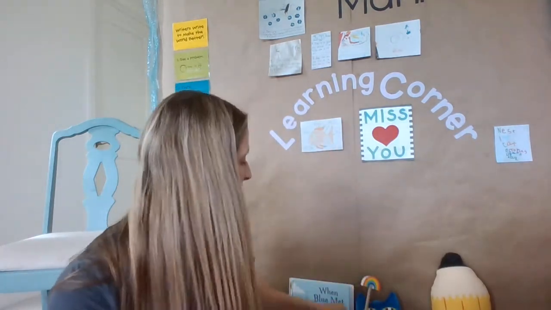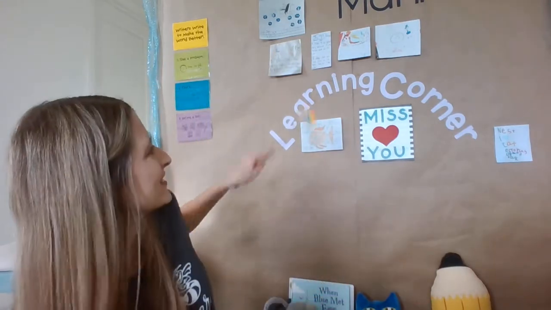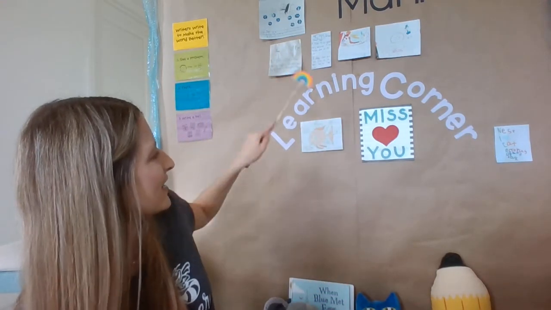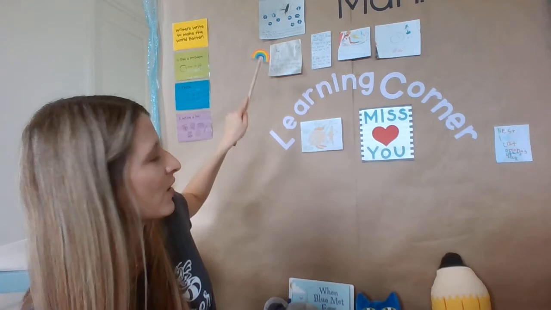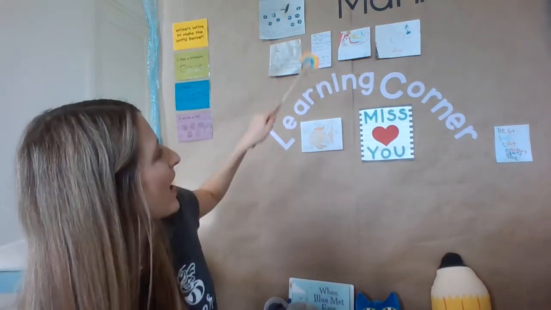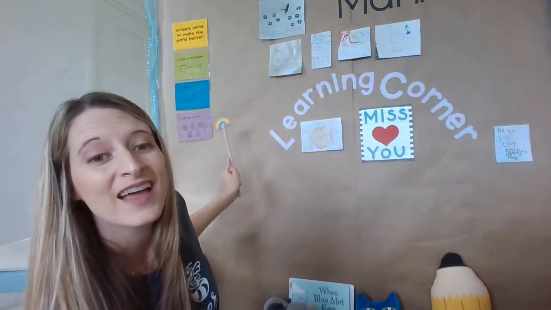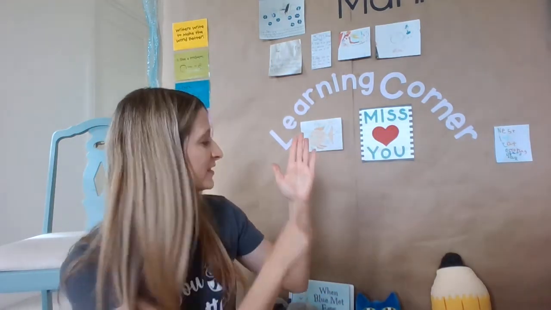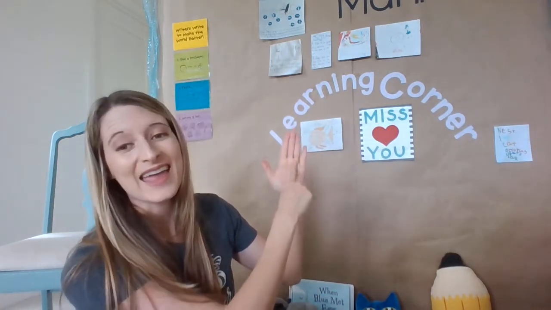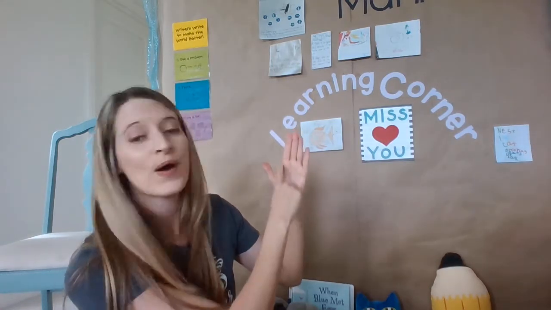Let's write they together. Get out your magic pen. I'm going to use my rainbow pointer. T, H, E. Don't forget the tail. Y. What do we spell? They. Let's write it on our hands too. T, H, E, Y. What word did we make?